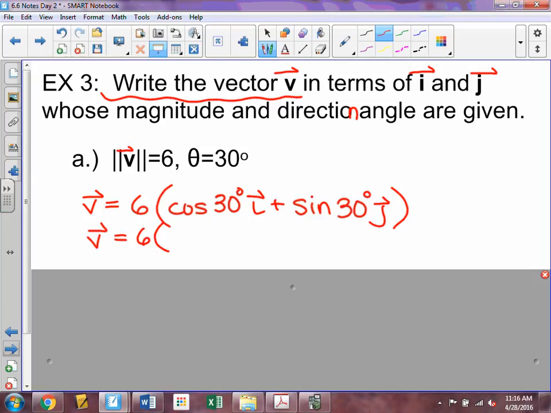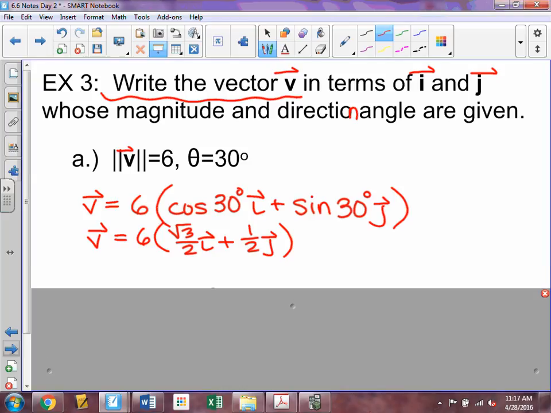So, what is the cosine of 30 degrees? Pi over 6, we heard. What's the cosine of pi over 6? Radical 3 over 2. So the unit circle has not gone away yet. Plus, what's the sine of 30 degrees? 1/2.